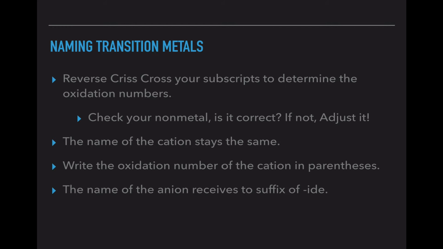Now, when we name the transition metals, everything else is relatively easy. You've done this back from drawing the bonds to writing the formulas to naming. The first word stays the same, the second word gets the ending of IDE. The transition metals make things a little bit tricky. You have to check your nonmetal. If the nonmetal's oxidation number is not correct, you do need to adjust. And then add the oxidation number of the metal in parentheses. So on the next slide, I'm going to explain our way through this.